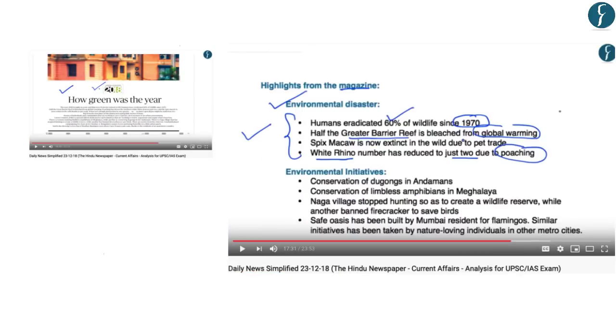Now, as we have learned, due to global warming, this symbiotic relationship between the algae and the corals is disrupted.